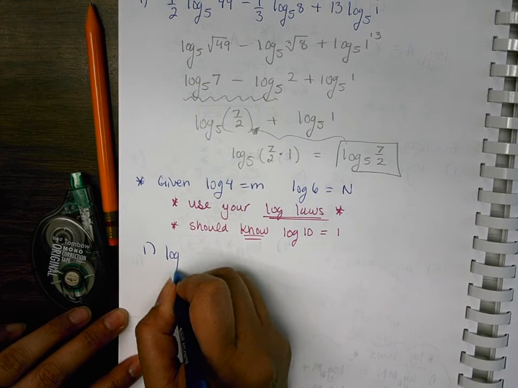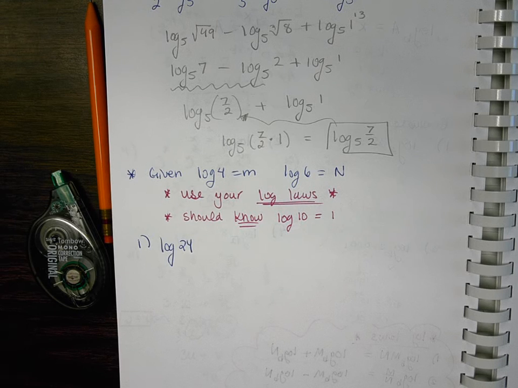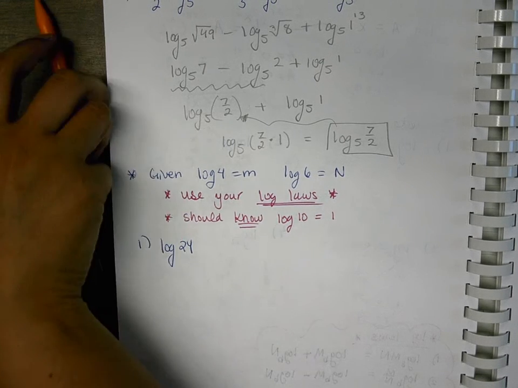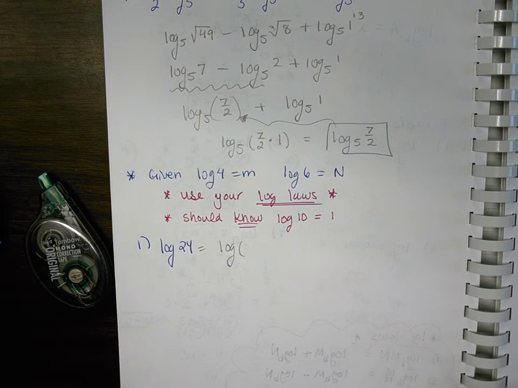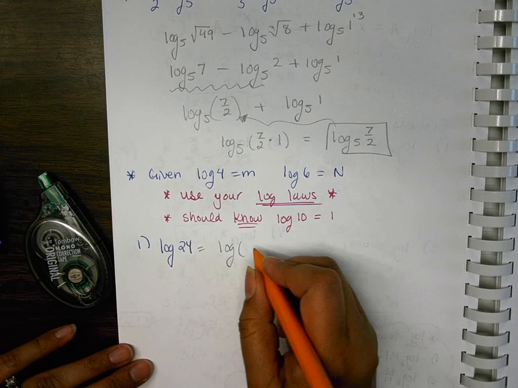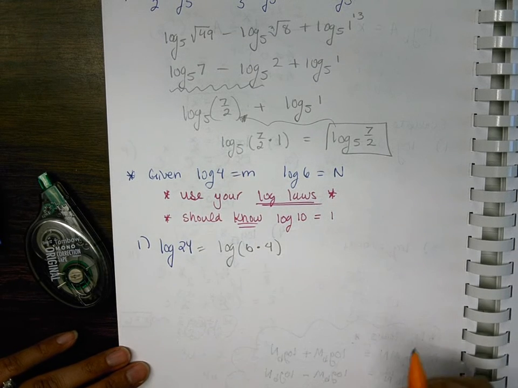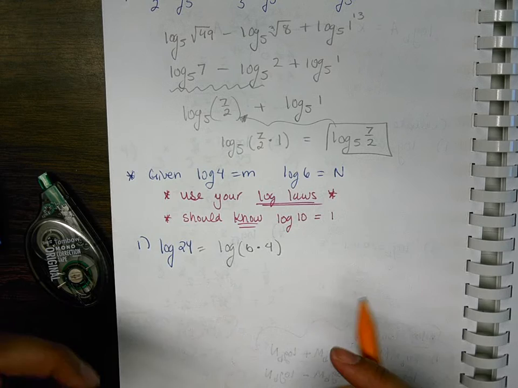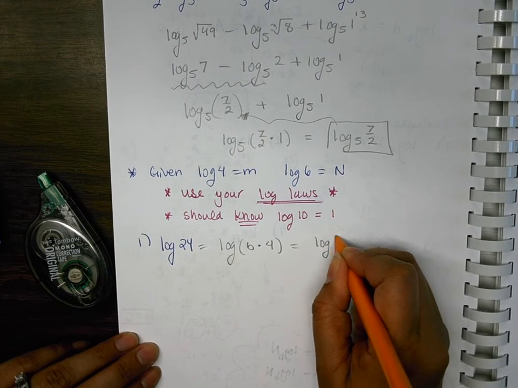Number 1, log of 24. Okay, it's together. I want to rip it apart. So let's rewrite it as log of, can I rewrite 24 using multiplication or division, because those are my log laws, with 6 and 4, or 10? What would I use? 6 times 4? Okay, I'm not ready to plug in. I haven't used my log laws yet. What am I going to do? How do I rip it apart? Log of 6 plus log of 4.